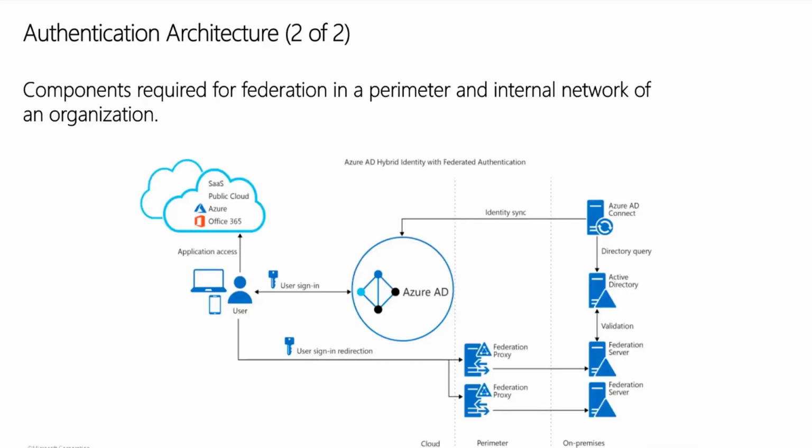When it comes to federation, you will have Active Directory, then there is a federation server and a federation proxy. Whenever a user signs in, the redirection happens to the ADFS federation proxy. Then the proxy sends that to the federation server and it will communicate with the Active Directory. So this is how ADFS is configured.